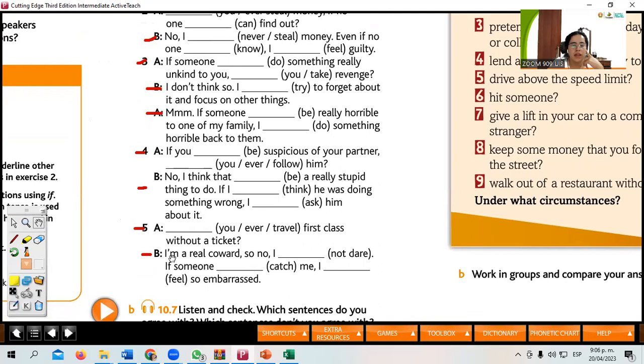Okay, here. I'm a real coward. No, I wouldn't dare. Es un punto. After if, yes, If someone caught me, and after would, son dos oraciones diferentes. Okay, teacher. Aquí como termina una idea, entonces es un punto. I'm a real coward, so no, I wouldn't dare, no me atrevería, punto. Si alguien me atrapara, someone caught me, yo me sentiría muy avergonzado. I would feel so embarrassed. Okay, teacher, thank you. It's two different sentences.